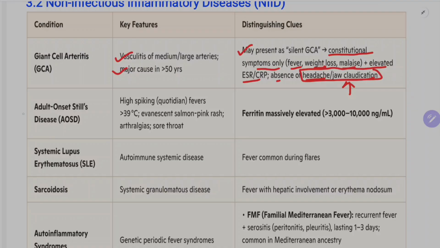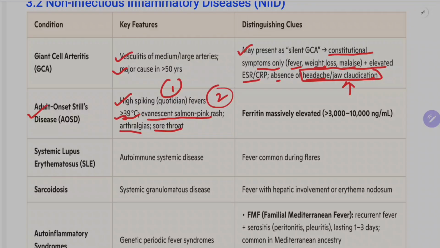Okay, adult onset Still's disease. There will be high spiking fevers, quotidian, more than 39 degrees Celsius. That is the first thing. The second thing is the evanescent salmon pink rash, meaning a pinkish rash which will appear with fever and disappear with fever. When the fever comes, the rash will come on the limbs; when the fever goes, the rash will go. Along with that, you may have arthralgias, pain in the joints, and sore throat. That is adult onset Still's disease.